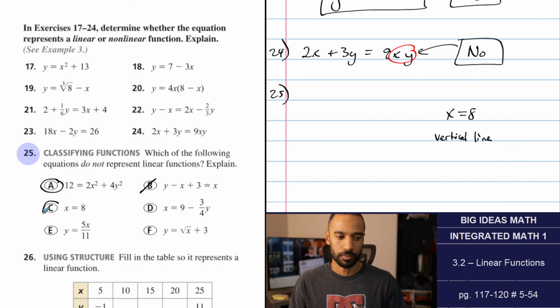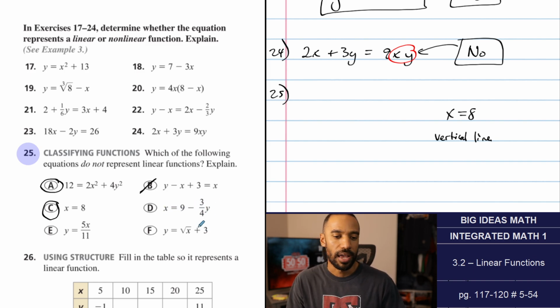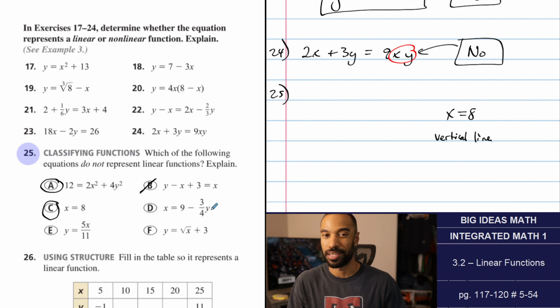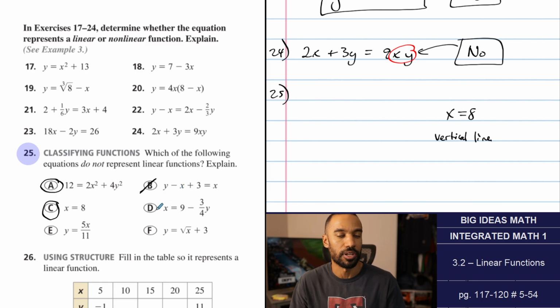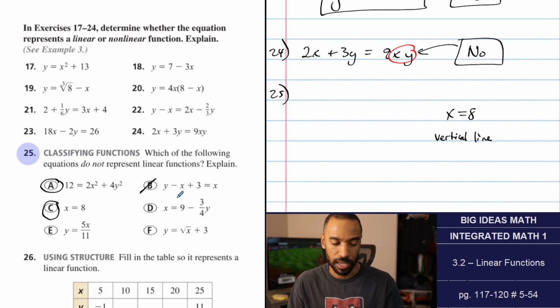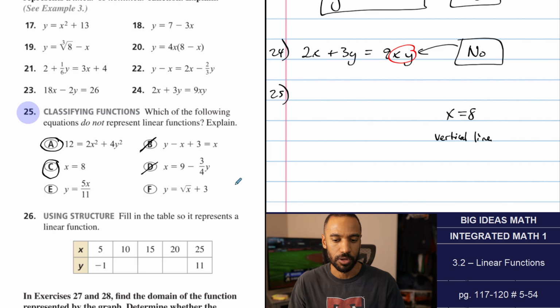X equals 9 minus 3/4 y. Y is not multiplied by 1 here. Yeah, but the y exists, and we can divide both sides by negative 3/4. We can get this in y equals mx plus b form if you do the work. You got to subtract 9 from both sides and divide both sides by negative 3/4, or multiply both sides by negative 4/3. You can get to the equation. I'm going to leave it as it is because we've done so many of those, but this can be written in the form y equals mx plus b, therefore it's not correct.